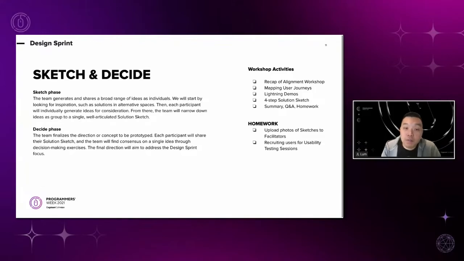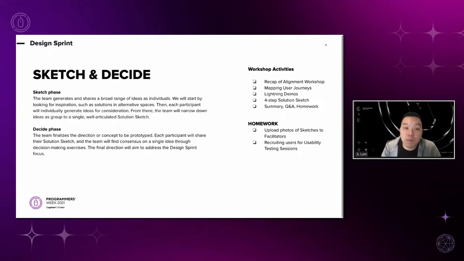Okay, this is my personal favorite phase, the sketch and decide. This workshop is all about ideas and creativity. We're going to go broad and ask for any ideas, no matter how silly or unfeasible. And we'll slowly start to narrow it down and bring it back into reality. But we want to make sure that all the ideas are thrown out there, and that we can see that. And it might start to spark another way of creating a solution for another idea.